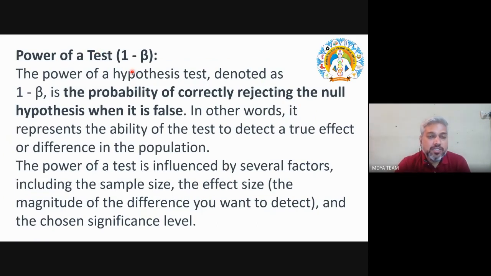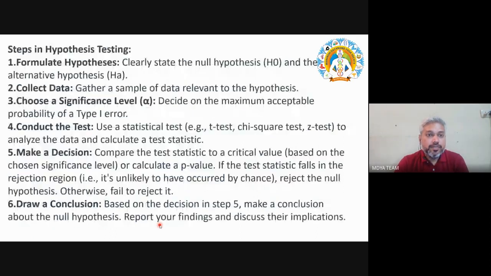Another thing is power of a test. The power of a hypothesis test, denoted as 1 minus beta, is the probability of correctly rejecting the null hypothesis when it is false. In other words, it represents the ability of the test to detect a true effect or difference in the population. The power of a test is influenced by several factors, including the sample size, the effect size, the magnitude of the difference you want to detect, and the chosen significance level. Right? This is the power of a test.